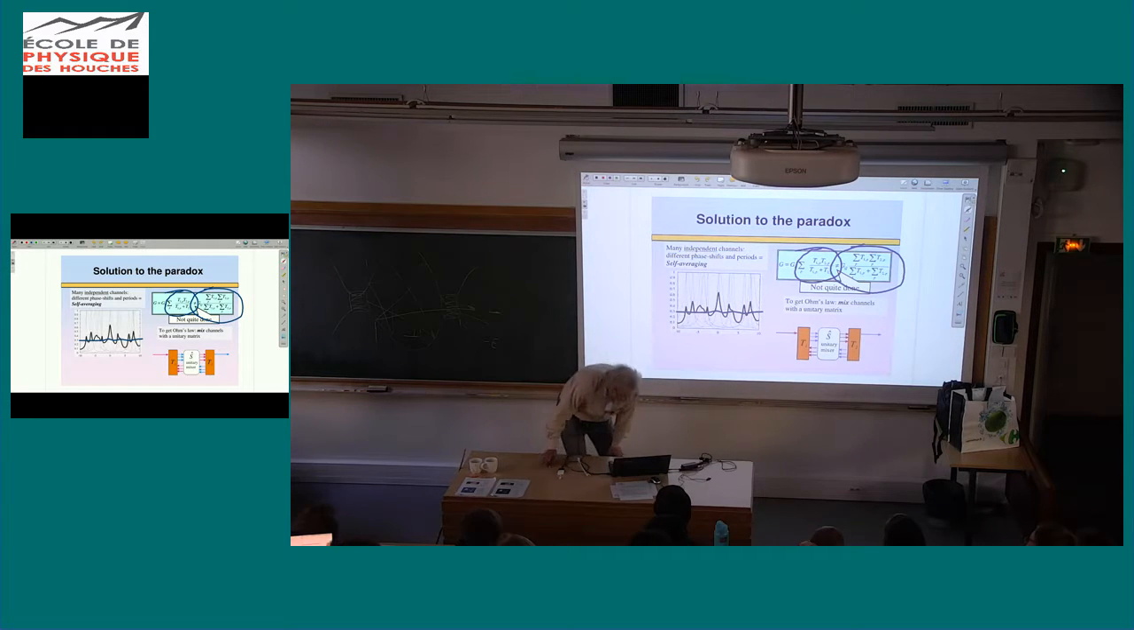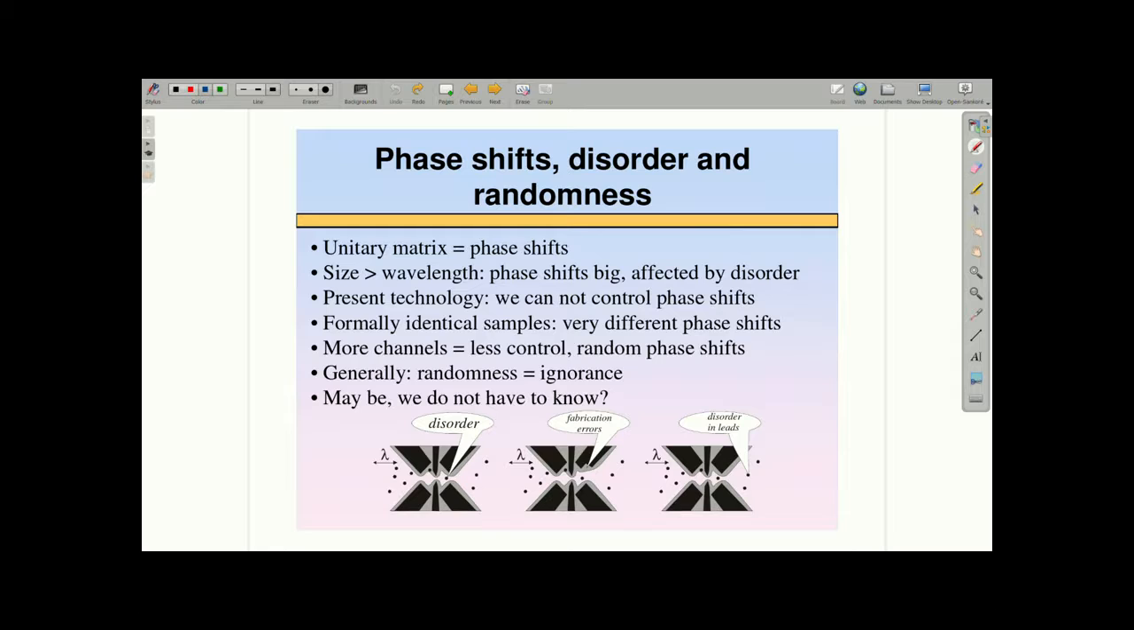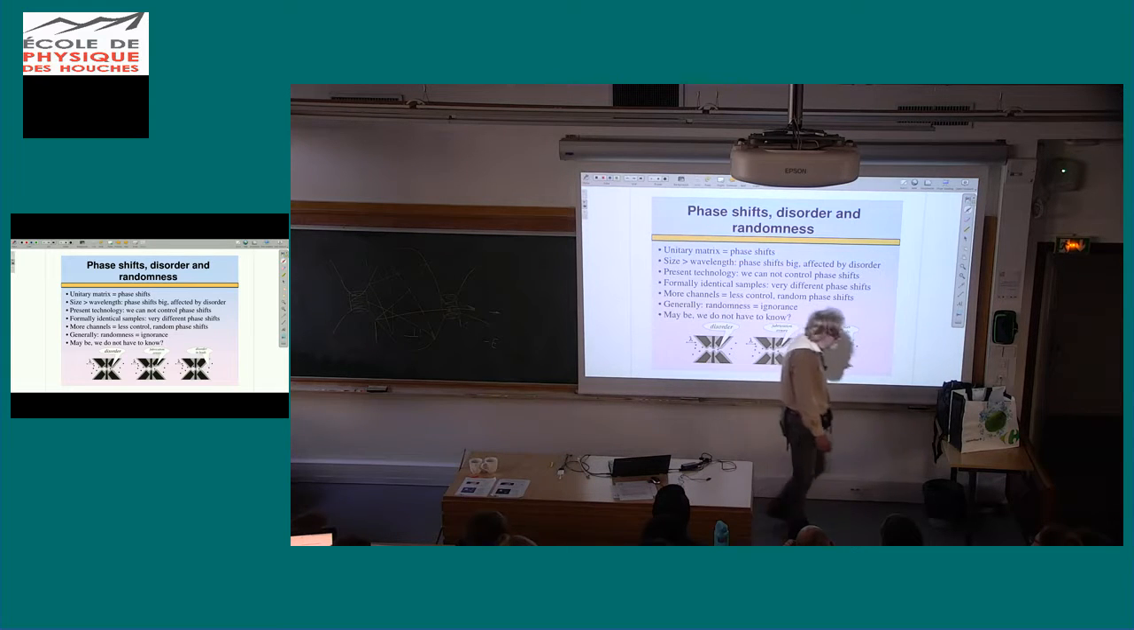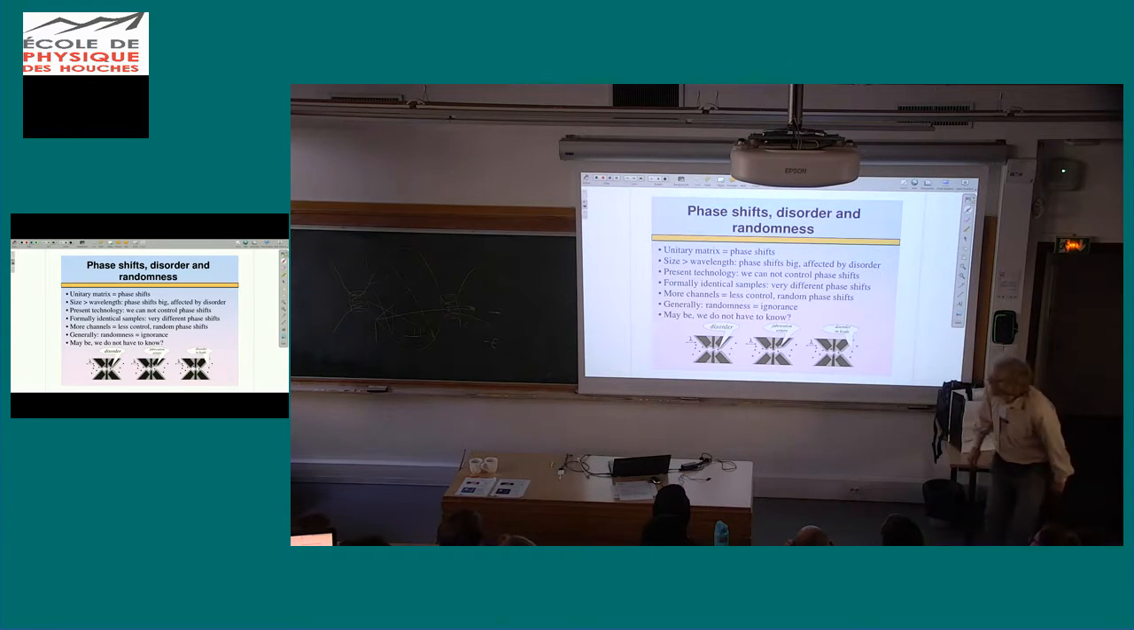Let me go forth. Right, this is just a piece of philosophy. We could skip it, but anyway, since it's on the transparency, let me go through. So we have a unitary matrix. We need it to combine two scatterers with a big number of channels, and it has phase shifts. If the size of the structure is bigger than the wavelength of the electron, these phase shifts are big. And also, any imperfectness of the structure would lead to extra scattering, to extra phase shifts, right?